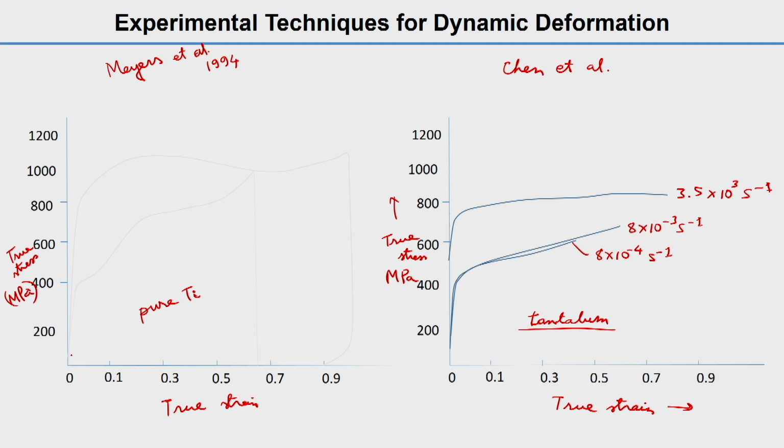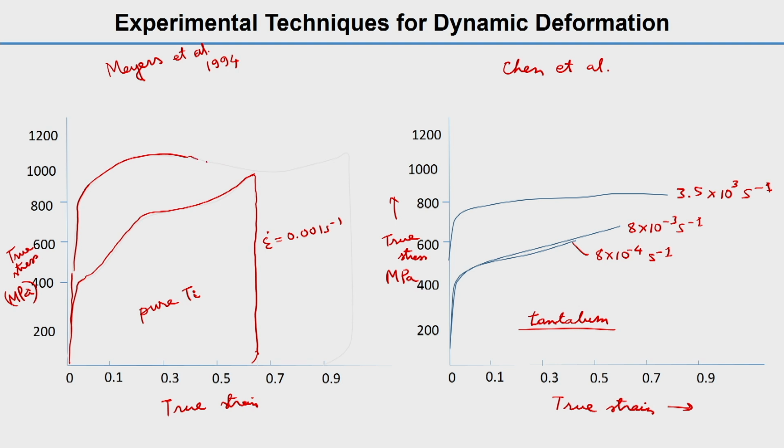And in this case, for pure titanium, what we can get is this is the curve, because of the failure. So this curve is strain rate 0.001 per second, and then another curve is another curve we want to show you.